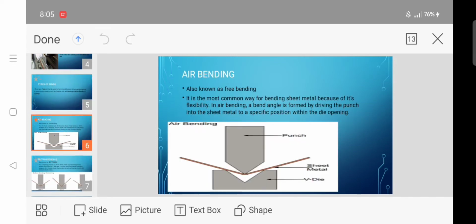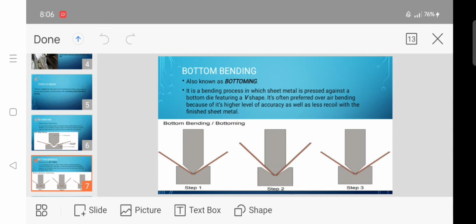Air bending, also known as free bending, is the most common way for bending sheet metal because of its flexibility. In air bending, a bend angle is formed by driving the punch into the sheet metal to a specific position within the die opening.